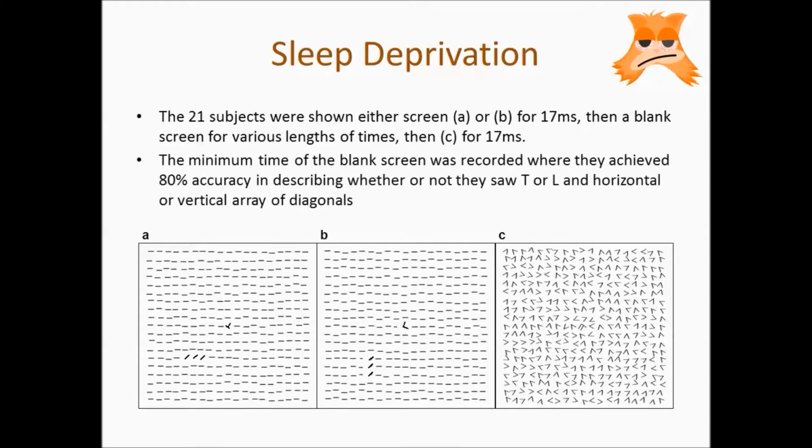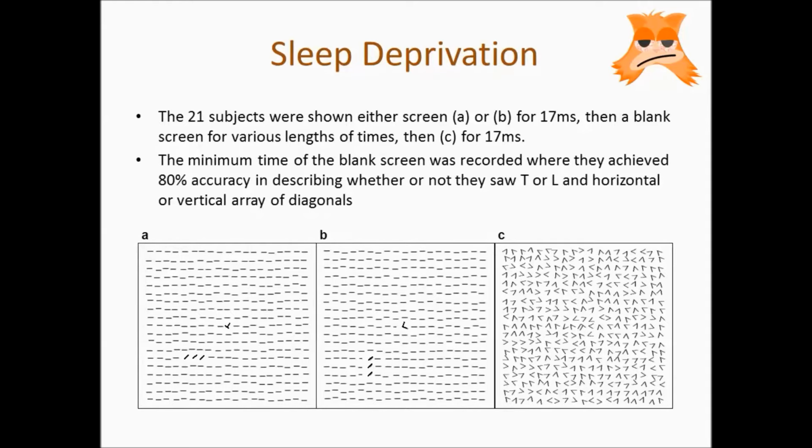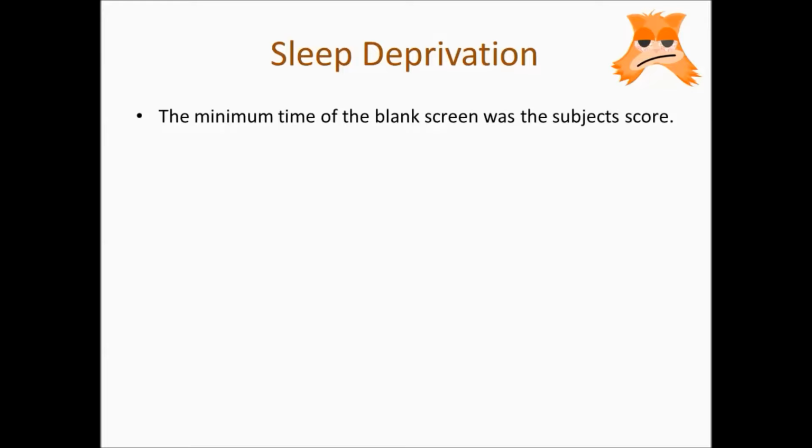The minimum time of the blank screen was recorded where they achieved 80% accuracy in describing whether or not they saw a T or an L and a horizontal or vertical array of diagonals in the first screen they saw. That minimum amount of time of the blank screen was the subject's score.